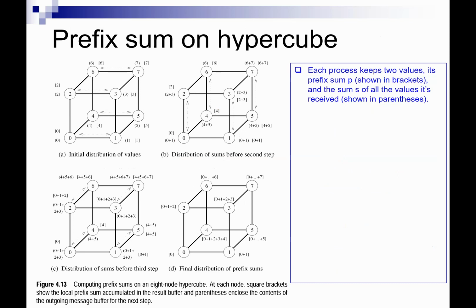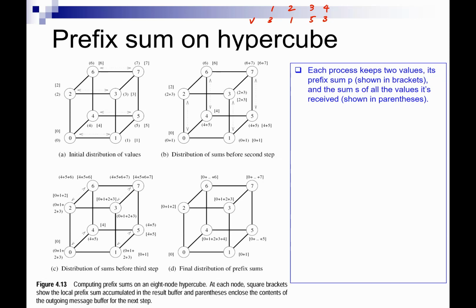Okay, so next we're going to look at how to do prefix sum on the hypercube. Remember that the prefix sum operation was if you have a bunch of processes, let's say processes 1, 2, 3, 4, and they're going to start with some values. Suppose process 1 has a value of 3 initially, this has a value of 1, this has 5, and this has, let's say, 3.